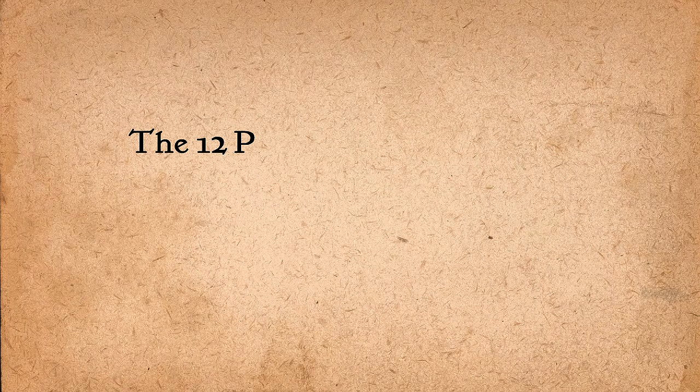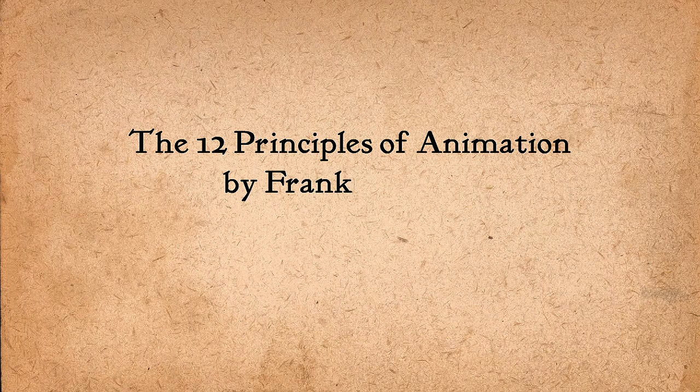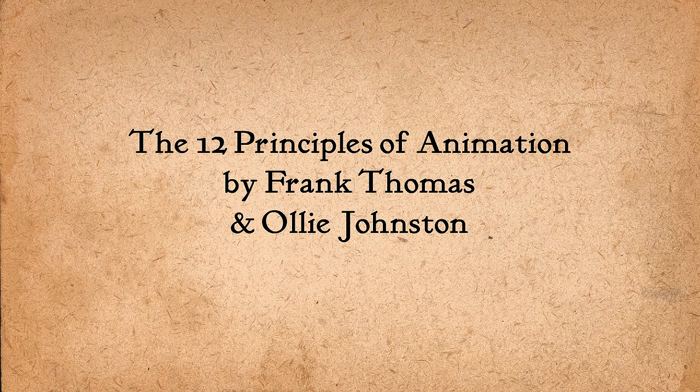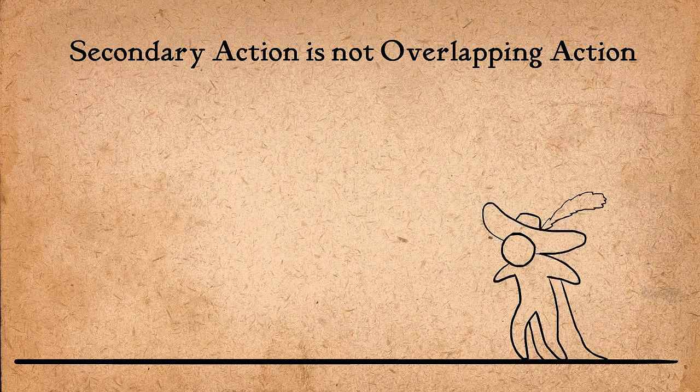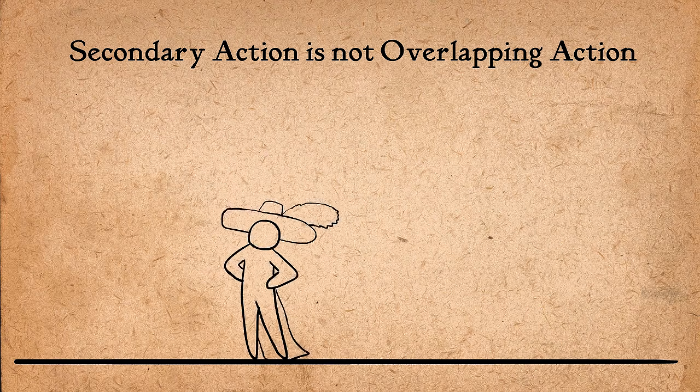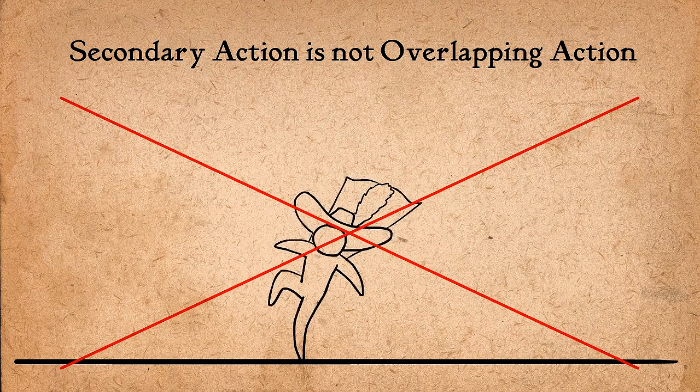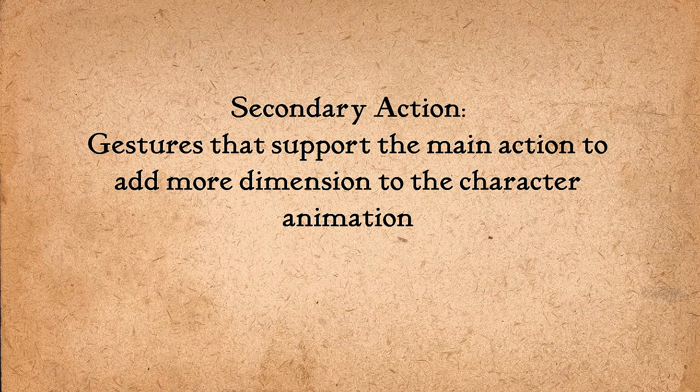This video is based on the 12 principles of animation as described by Frank Thomas and Ollie Johnston. Okay, the next principle is called secondary action. This principle is often associated with overlapping action, although according to Frank and Ollie, it means something very different. Secondary action describes gestures that support the main action to add more dimension to the character animation.